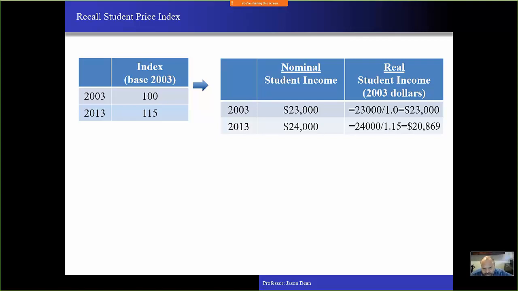So their nominal income increased by 1,000, but they're actually worse off. Their real income has fallen, and it's easy to see why. The percentage increase in income here is very small. It's 1,000 divided by 23,000 times 100. But we know prices went up by 15%. So prices increased much more than income. So of course your real income has fallen. Your purchasing power has fallen.